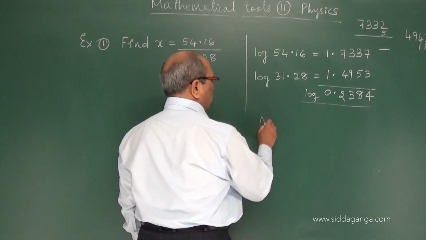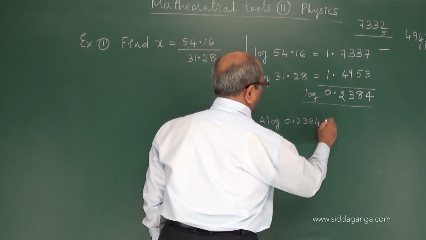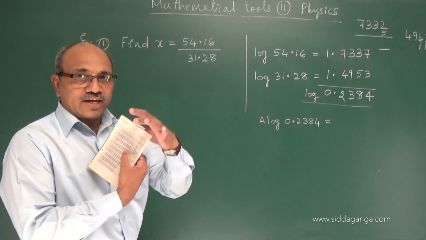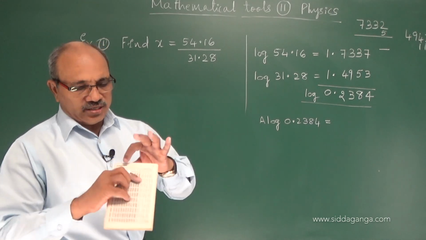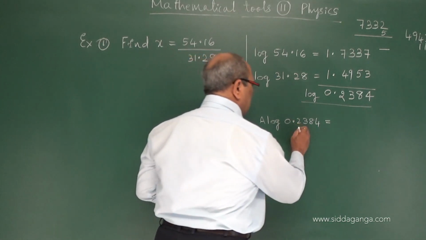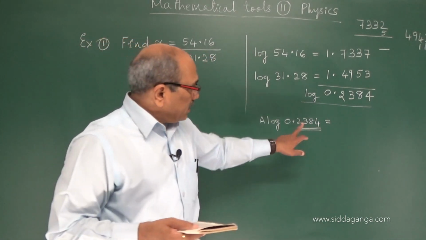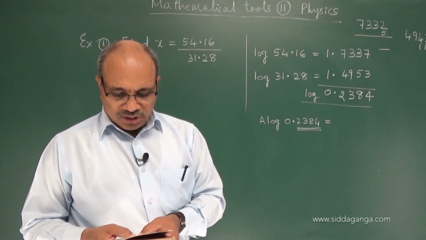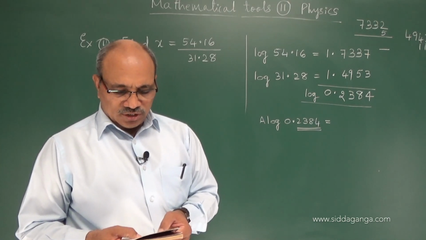The answer you want means you have to find the anti-log of 0.2384. Not the logarithm. I have to turn the page, go to the anti-logarithm table written at the top, and go to 23. Only you have to concentrate on the mantissa part, the fraction part of the log. In that, for 0.238, go to the column number 8, you will get 1730.